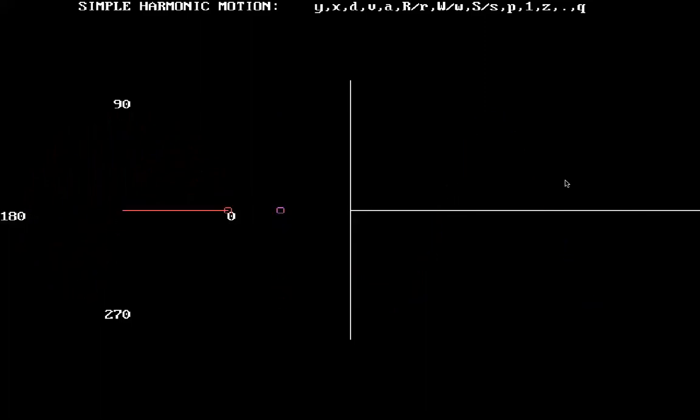Now let's see what velocity looks like. Now we've reached zero velocity. Back to the equilibrium, the greatest positive velocity. We're at the maximum displacement. Of course, it has to stop so it can turn around and go the other way. That's the velocity, zero.